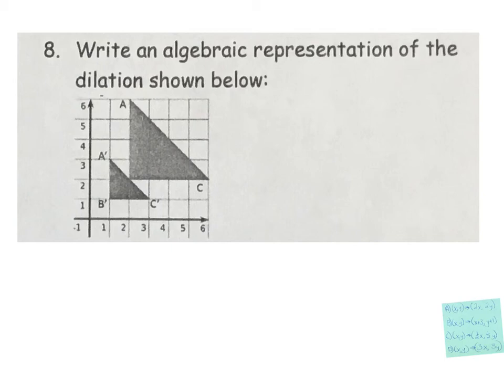Okay, number 8. Write an algebraic representation of the dilation shown below. So the dilation tells me that this is either an enlargement or a reduction. Okay, I'm going from this bigger triangle to that smaller one, so it's a reduction. All right, so that's going to help me when I'm looking for an answer. Okay, so you've got to find out what that scale factor is, because we're multiplying by a scale factor to become the smaller triangle.